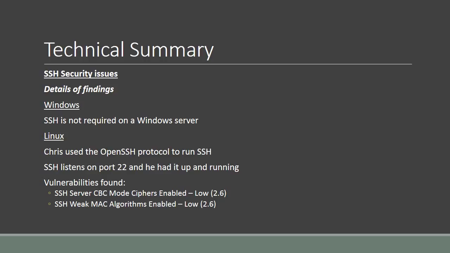The final service is SSH, and these are the security issues. For Windows, SSH is not required. For Linux, Chris used the OpenSSH protocol to run SSH. SSH listens on port 22, and he had it up and running. And the vulnerabilities found were SSH server CBC mode ciphers enabled, and SSH weak MAC algorithms enabled.